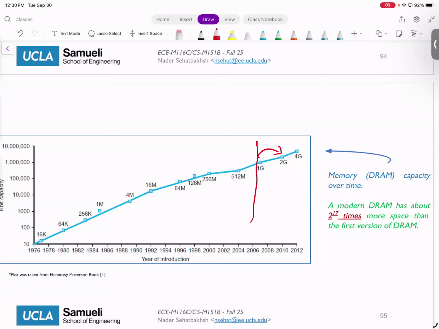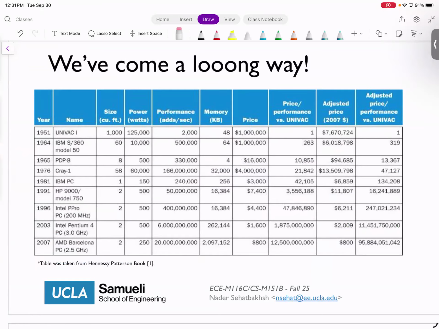So long story short, if I look into different generations and look at the size, power, performance, memory and price, you will see that the numbers are massive. The adjusted price performance, as you can see, these numbers are massive. And again, this is not a million years of innovation. This is only 40 or 50 years of innovation.